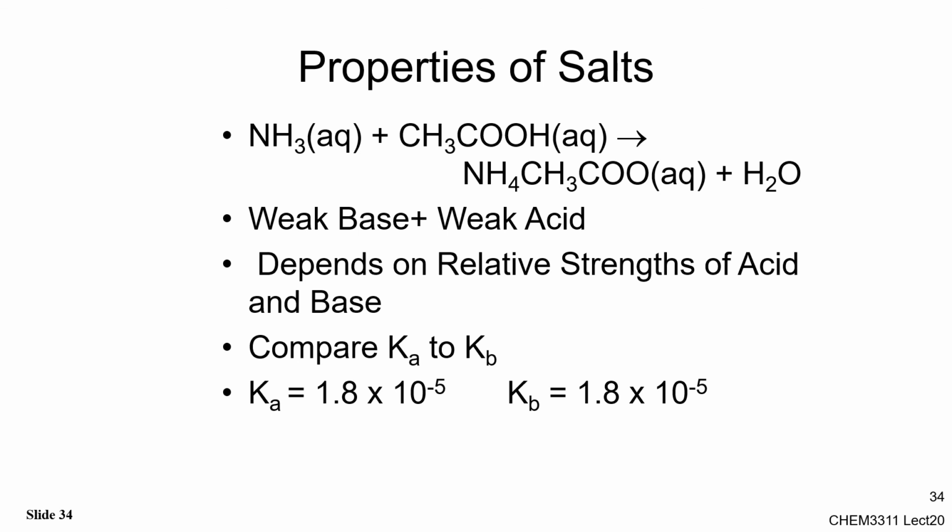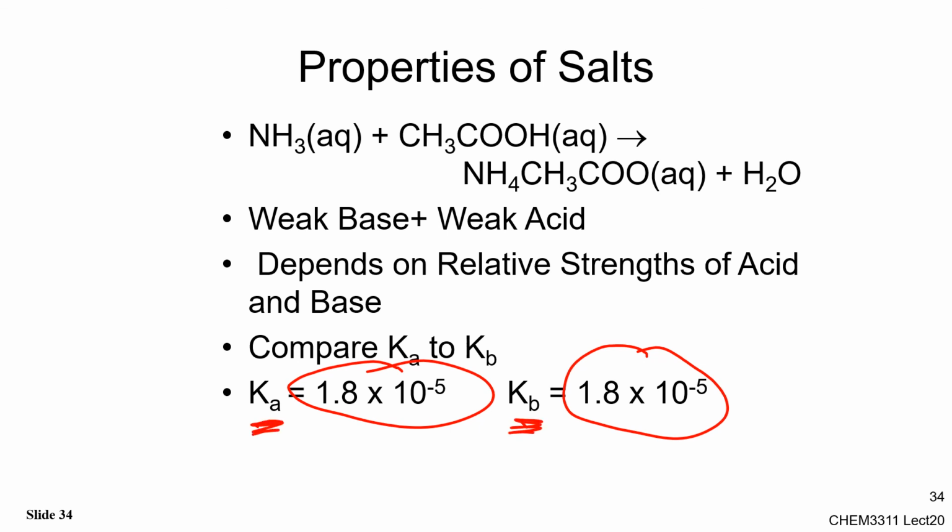The example I just chose is a very rare circumstance. The two, Ka and Kb, are both the same. Matter of fact, this is why most general chemistry people choose this. We only have to remember one K value because both ammonia and acetic acid have the same K value. The difference is acetic acid is a Ka and ammonia's is a Kb. That means this is a neutral solution.